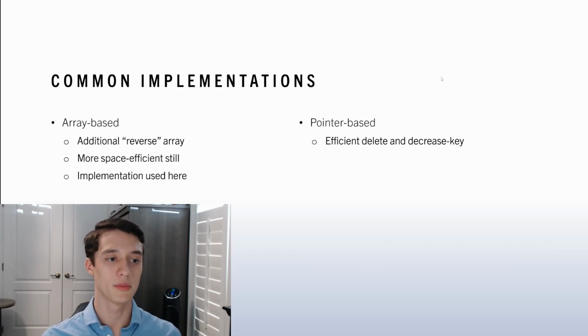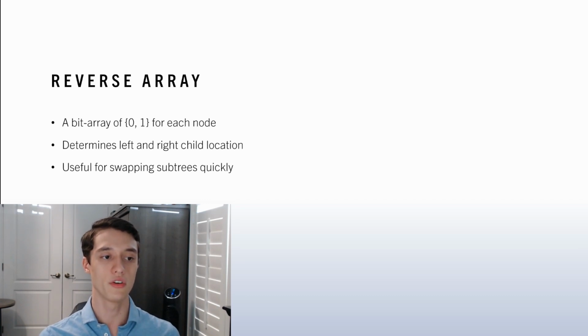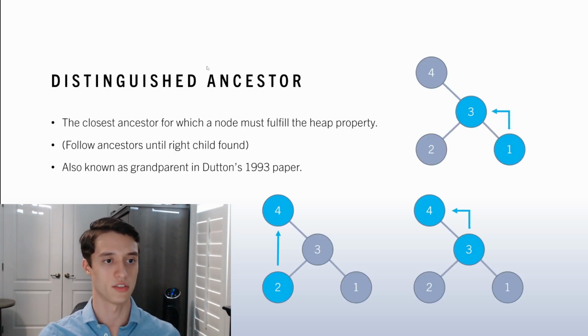Our two common implementations are array-based, but for that we're going to need an additional reverse array. It can be an order and array. We'll see that on the next slide. It's more space efficient since we don't need to keep track of pointers, and we're going to be using that implementation in this presentation. But for pointer-based, we can use efficient delete and decrease key since we know the location of those nodes already. The reverse array is a simple bit array of 0, 1 for each node. It's going to allow us to determine the left and right child location for each node, and it's useful for swapping subtrees quickly, order one, nice and easy.